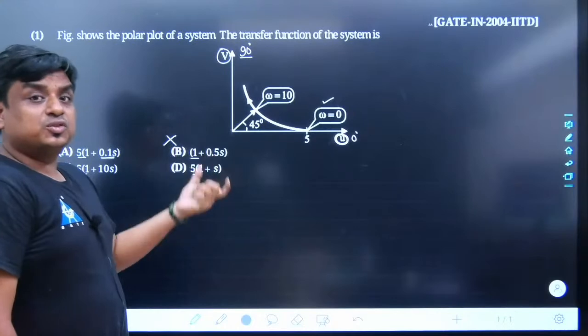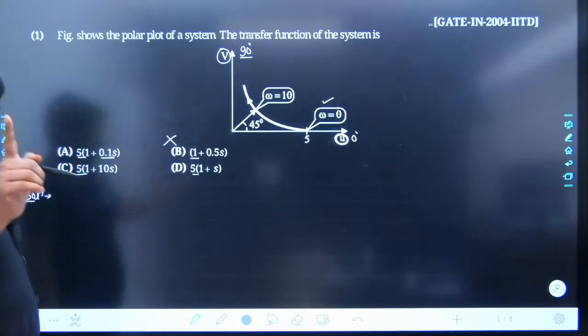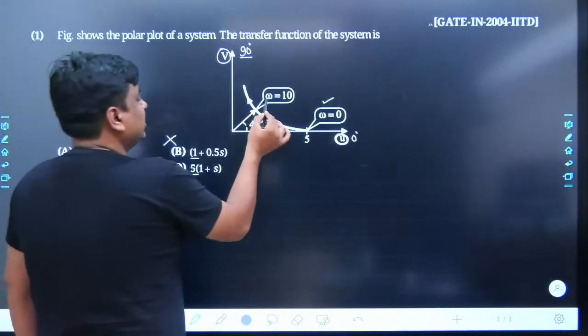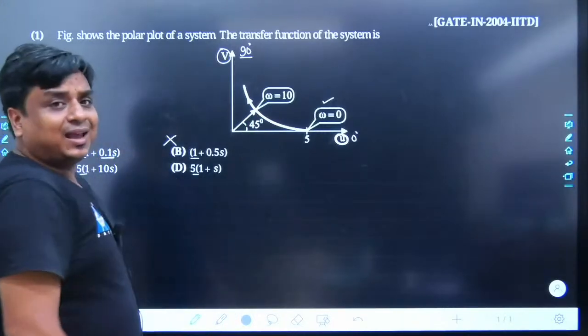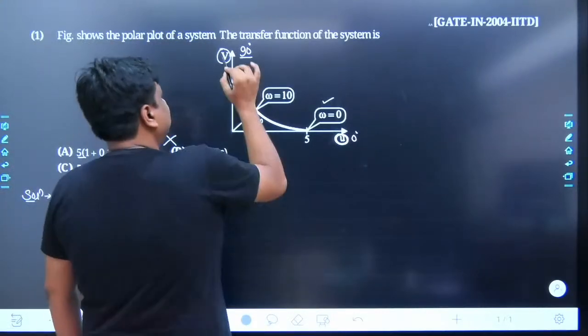The magnitude offered by the system must have been 1, so obviously B had been ruled out. That's the first thing. Similarly, at omega equals 10, it had been categorically said that the angle offered by the system is 45 degrees. Obviously this is 0, this is 90.